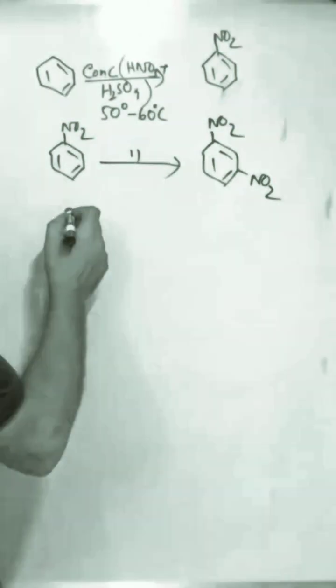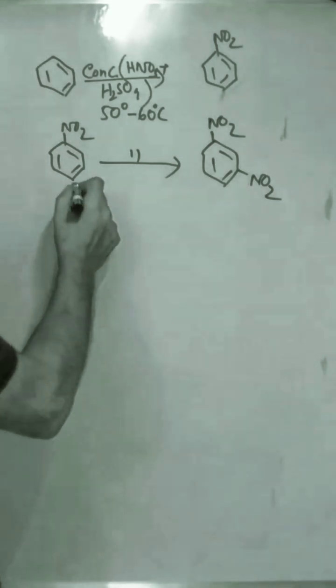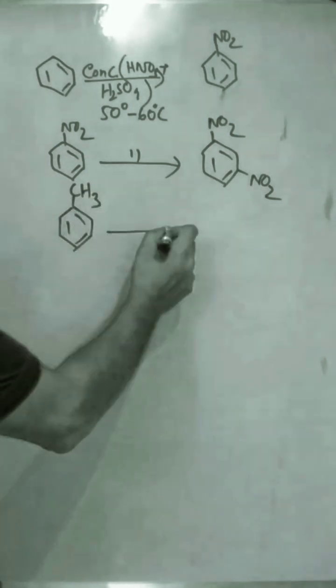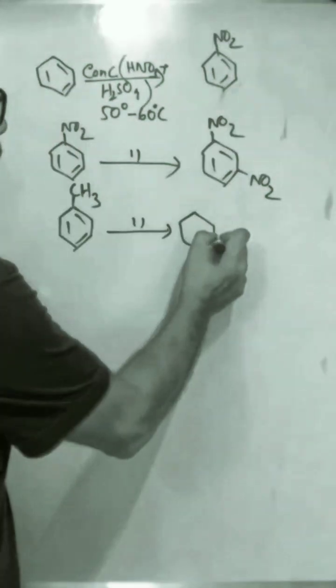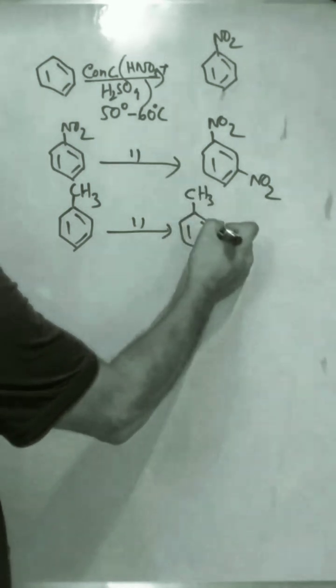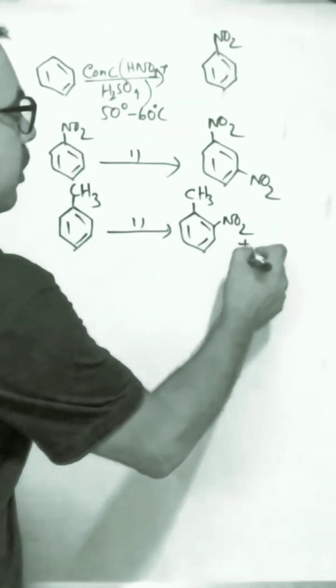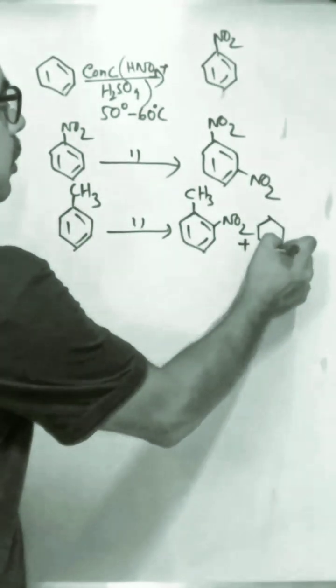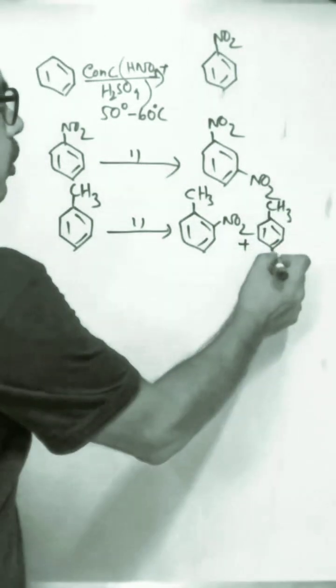Now if we nitrate toluene with the same nitrating mixture, we get a mixture of two isomers, ortho nitrotoluene and para nitrotoluene. Here CH3, this is the ortho position, here NO2 comes, so this one is ortho nitrotoluene, plus another isomer which is para nitrotoluene.